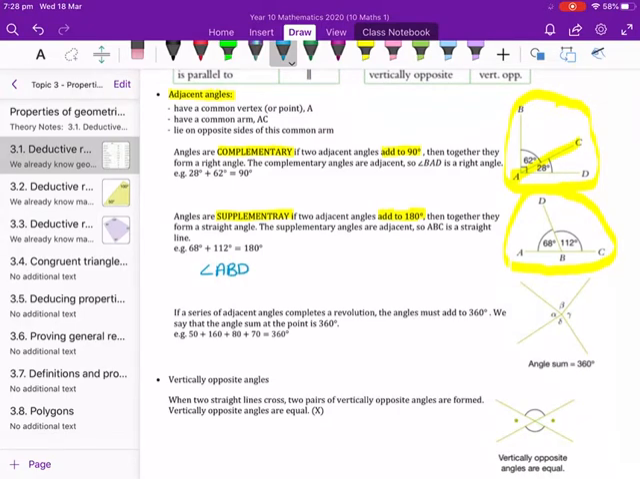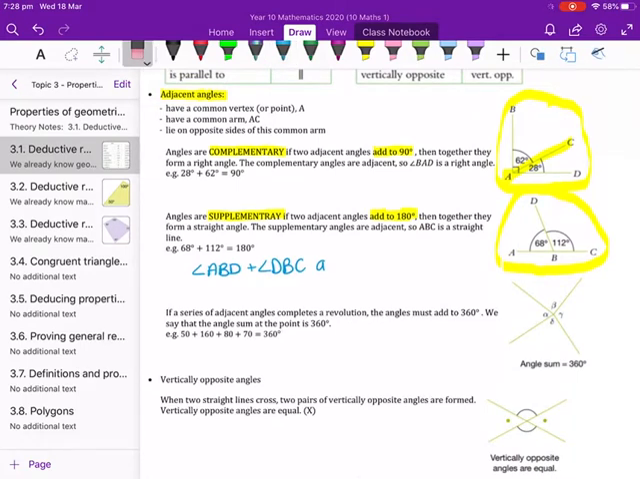That means that we have angle ABD plus angle DBC equal 180 degrees. Therefore, angle ABD and angle DBC are supplementary.